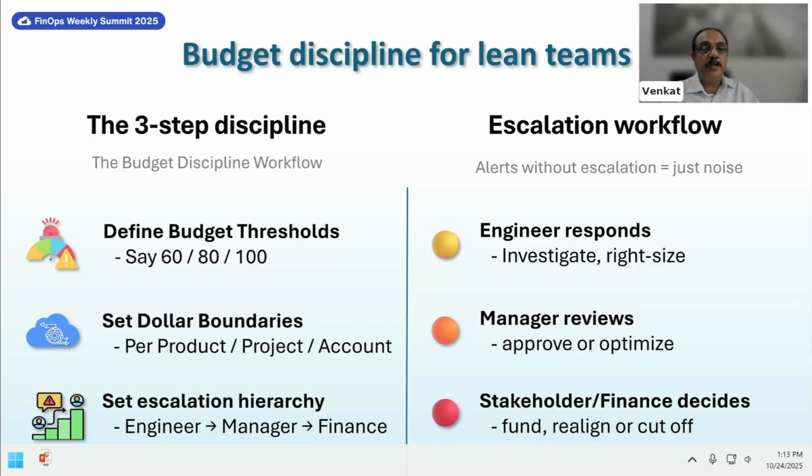Next is the escalation hierarchy. This is very, very important, what we learned from our fixed price budget monitoring. Who is responsible for what threshold? For example, at 60%, we send the alert only to engineers, not to the manager or finance team. Why? Engineers are the first place to look into it, investigate, right-size, and see what is happening. They need to optimize. Otherwise, it will consume a lot of budget before the period ends.